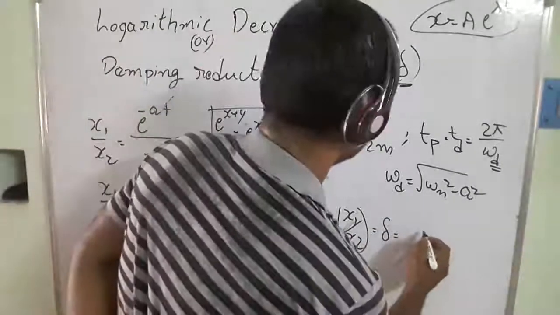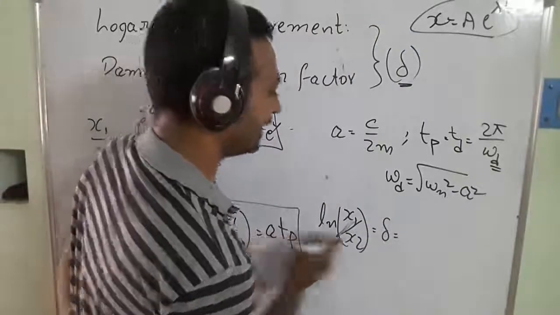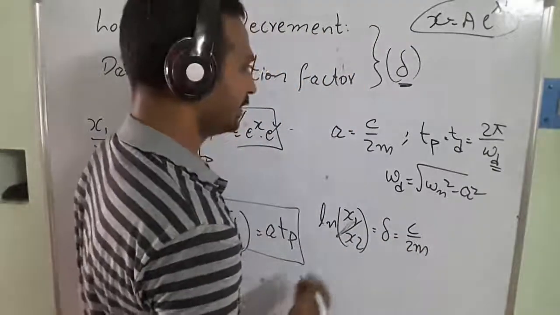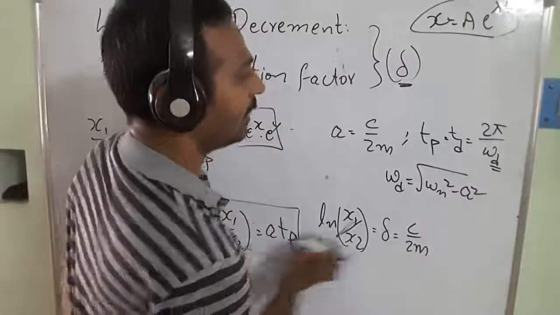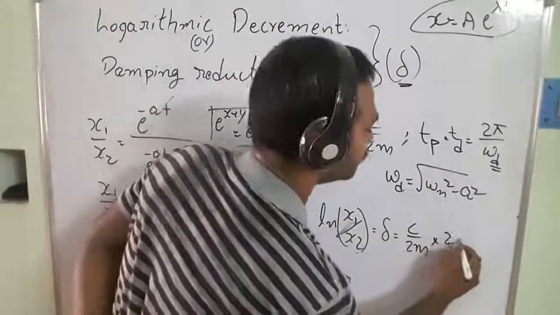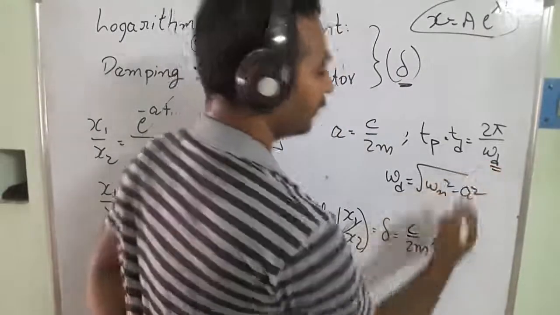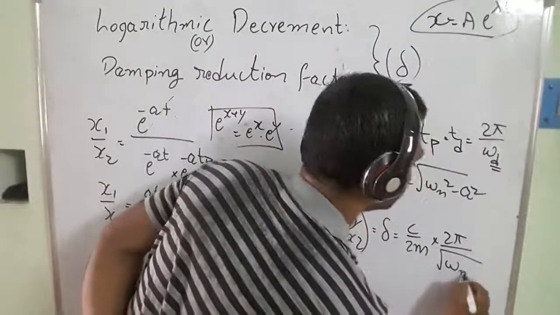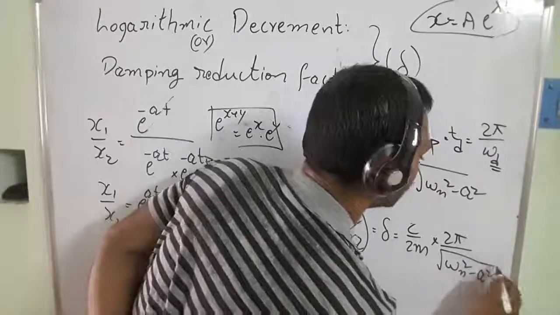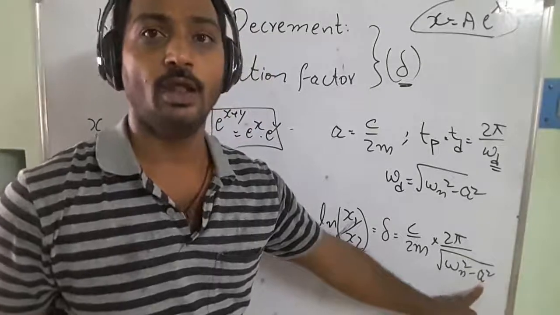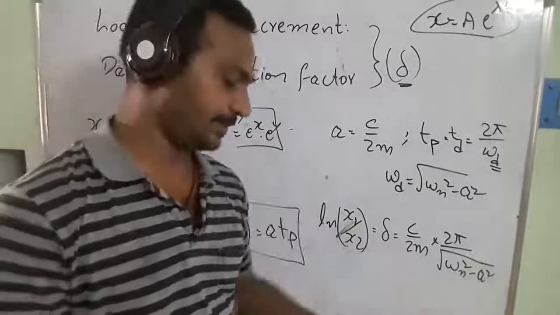So that's going to be ln x1 by x2, that is equal to the logarithmic decrement delta, that is equal to, in this case, a is equal to c by 2m, right? Then TP or the TD is equal to 2 pi by omega d, where omega d is equal to the square root of omega n square minus a square. If I am going to be substituting omega n and a square in this one, then what are the further equations we are going to be getting?